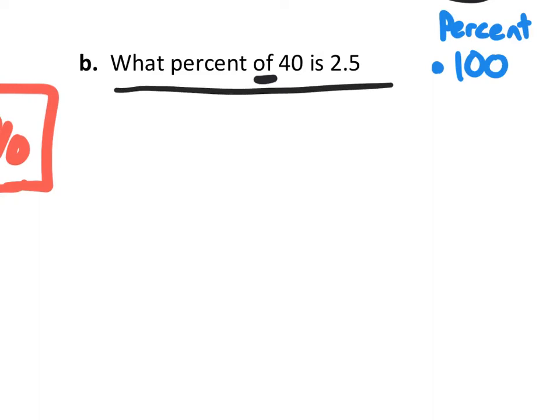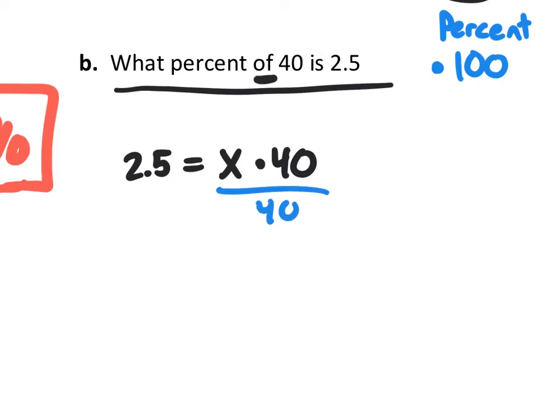So to set this up, I'm looking for a percent, so I'll label that as x. It says of 40 is equal to 2.5. Now, I'm expecting x to be a small percent because 40 is much larger than 2.5. So when I divide both sides by 40, I get 0.0625 is equal to x.